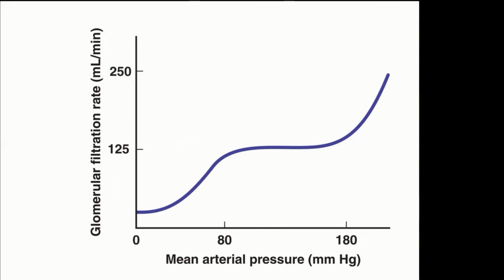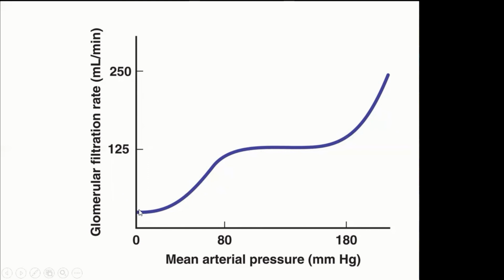Okay. One of the big things that affects filtration rate is the pressure in the arteries. So when we were looking back, we were saying that the pressure of the blood in the glomerulus, so glomerular capillary hydrostatic pressure, is one of our factors for filtration. So if we increase blood pressure, that is going to increase the filtration rate.